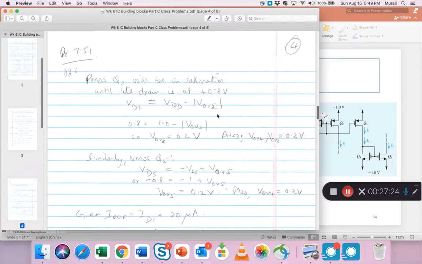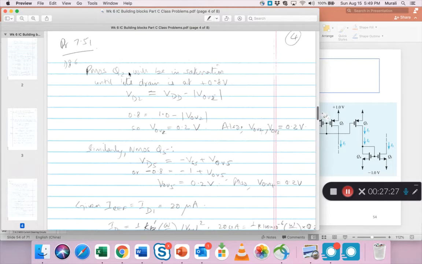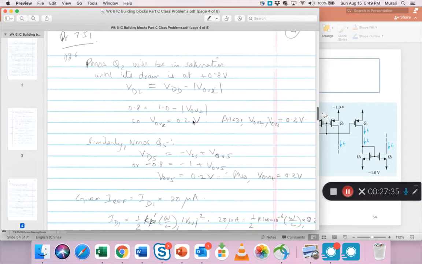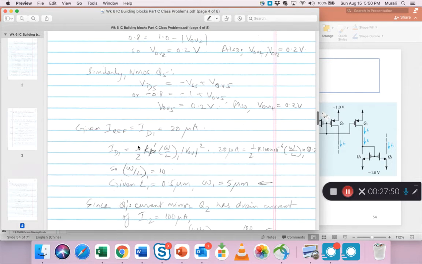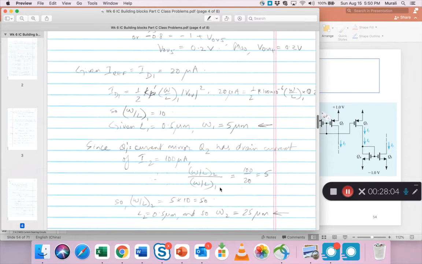I don't know that really there's too much else, except that we start with using PMOS to find the overdrive value, 0.2 volts, which we found previously. Also OV2 equals OV3 is both 0.2. Similarly NMOS, you get the overdrive as 0.2. So given that the reference current ID1 is 20, then you can come up with W by L 1 from this formula. Also L1 is given, so W1 comes out immediately.